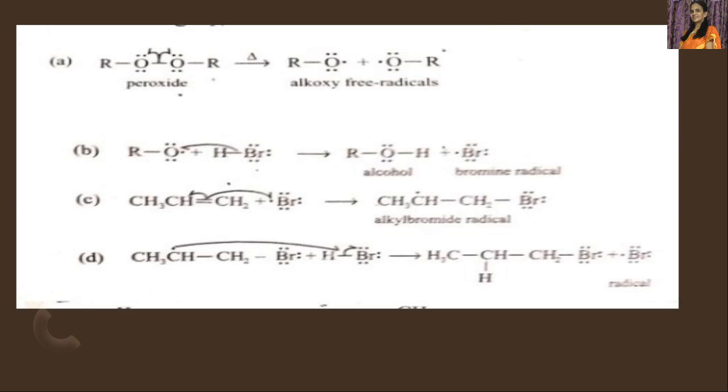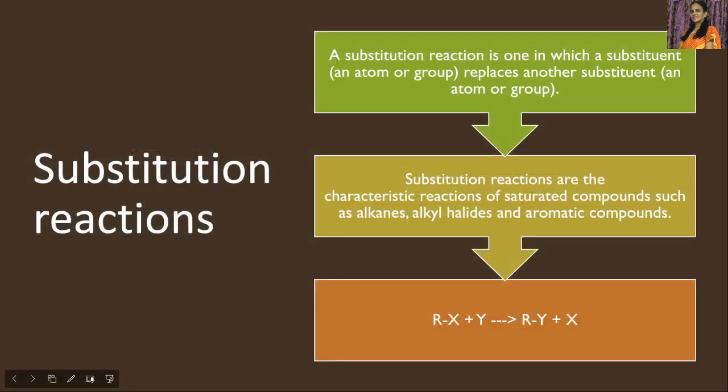Okay, so this is the best example for free radical addition reaction, that is addition of HBr to propene in the presence of peroxide. So next, in addition reactions, we studied three types, that is electrophilic addition reaction, nucleophilic addition reaction, and free radical addition reaction.